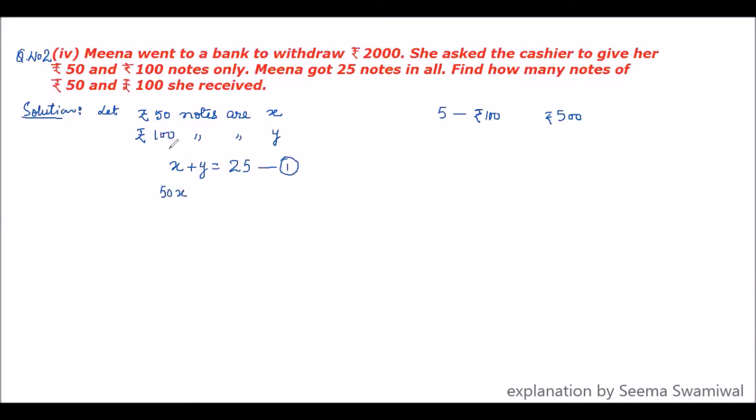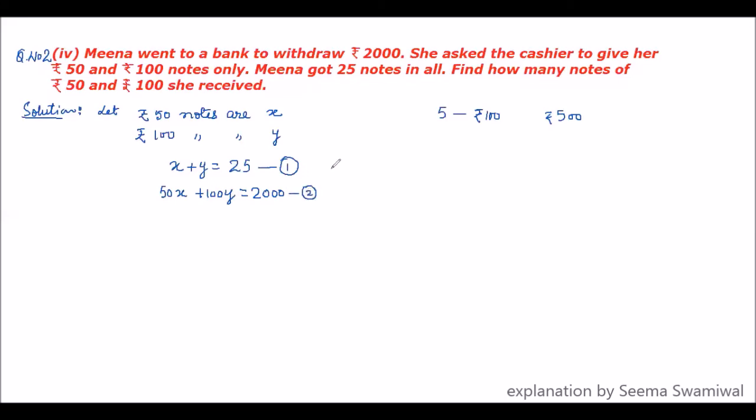Similarly, out of 100 rupee notes, one note is of 100 rupees. You have y such notes. So your total money will be 100y. Out of 100 rupee notes, you have 100y. Out of 50 rupee notes, you have 50x rupees. The total money that she has withdrawn is rupees 2000. Therefore, the money out of 50 rupee notes and the money out of 100 rupee notes, when added, will give you a sum of rupees 2000.